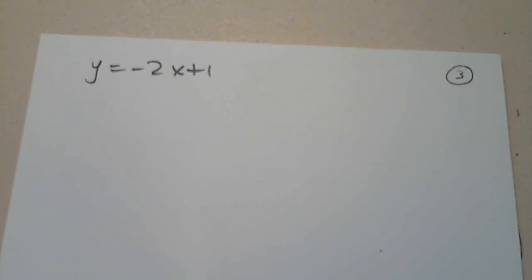Find the slope of the line shown here. It's 0. If it's a horizontal line, the slope is 0. If it's a vertical line, the slope is undefined. But if it's horizontal, the slope is 0. I don't have to do anything, just write 0.